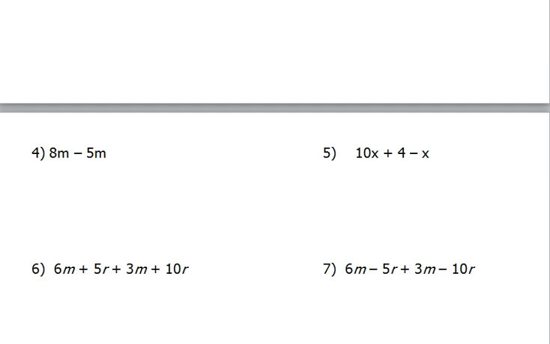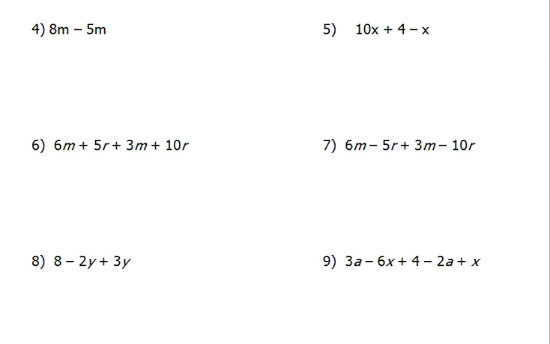All right, let's look at our other examples here. In this next example, it's very similar to the ones above, except we have a minus sign here. So again, we're going to identify like terms. This term has the last name of m, or a variable of m, and this term has a last name of m, or a variable of m. So they are like terms.